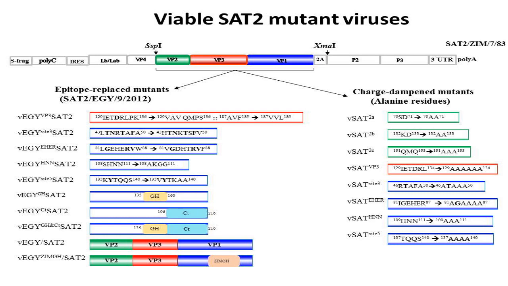Then we also used the charge dampening strategy where we replaced the epitopes with alanine residues, and for that we had 3 mutants where we replaced 3 epitopes in VP2, and then 1 mutant where we replaced single sites to alanine in VP3, and then we also had 4 mutants where we replaced 3 regions in VP1 with alanines.